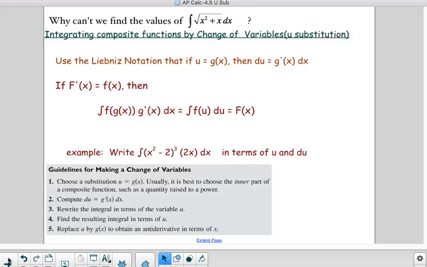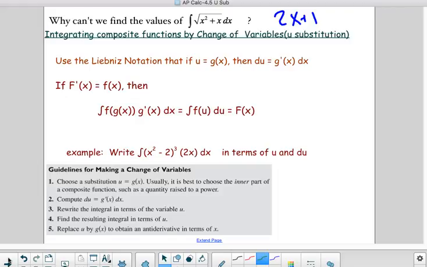If you wanted to find the integral of that, its derivative needs to be present in the integral. So what is the derivative of x squared plus x? You would need a 2x plus 1. So these are composite functions. How do you integrate something with composite functions? That's what we're going through today.